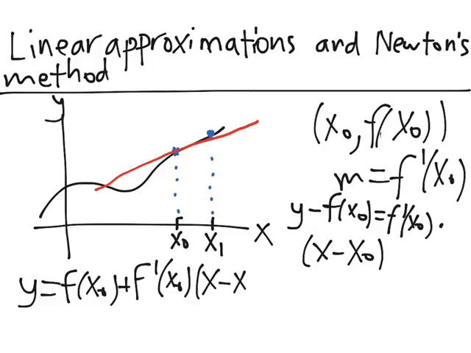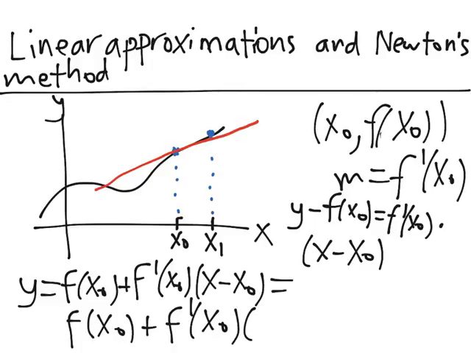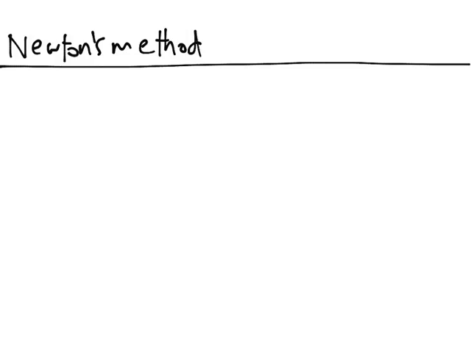times x minus x0. Now to approximate the value of this function at x1, we want to figure out what the value of this line is at x equals x1. So we can write that as f of x0 plus f prime of x0 times x1 minus x0. This gives us a reasonable guess as to what the function's value is at x1, while only using information about f at x0. Another thing that we want to be able to approximate is the zeros of a function.